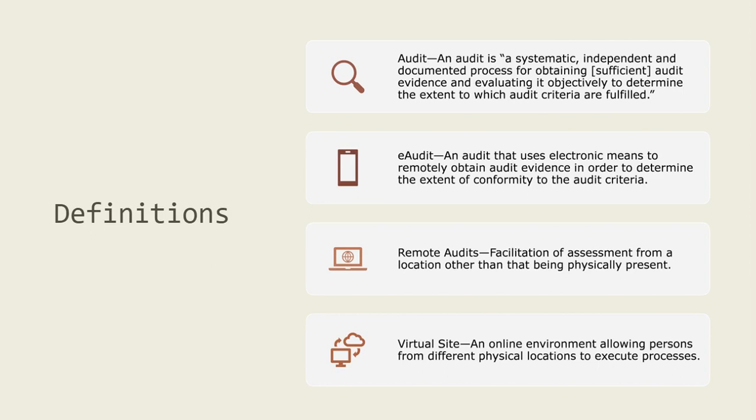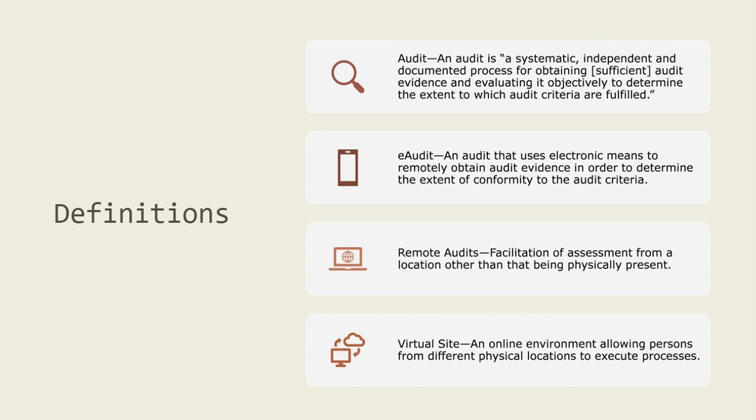So let's begin with definition. First of all, J.P. Russell has been an author and a mentor, a leading role in the audit arena and in defining the processes. His definition was: an audit is a systematic, independent, and documented process for obtaining sufficient audit evidence and evaluating objectively to determine the extent to which the audit criteria are fulfilled.